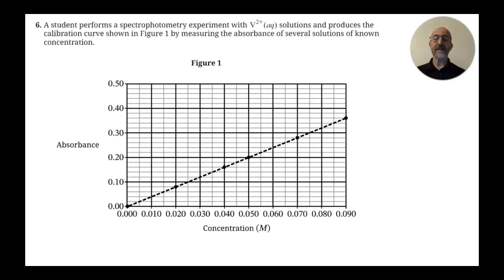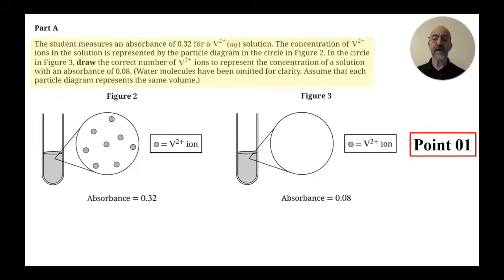In question 6, it says a student performs a spectrophotometry experiment with solutions of vanadium 2+ ions and produces the calibration curve shown in figure 1 by measuring the absorbance of several solutions of known concentration. Now, the first part of the question, part A, says the student measures an absorbance of 0.32 for a vanadium ion solution, and then the concentration of the vanadium ions in the solution is represented by the particle diagram in the circle in figure 2.